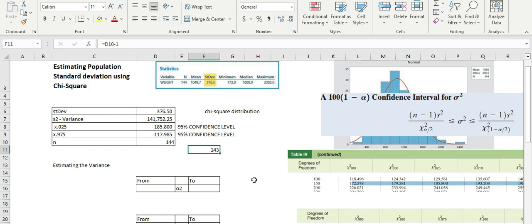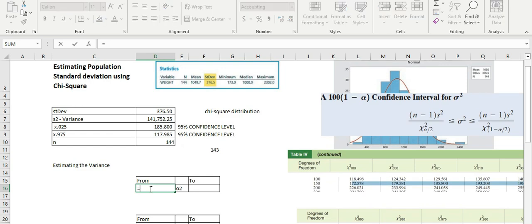Now let's compute for estimating the variance. To estimate the variance, we need the sample size minus 1, multiplied by the variance, over this one here, 185. This is the lower limit.